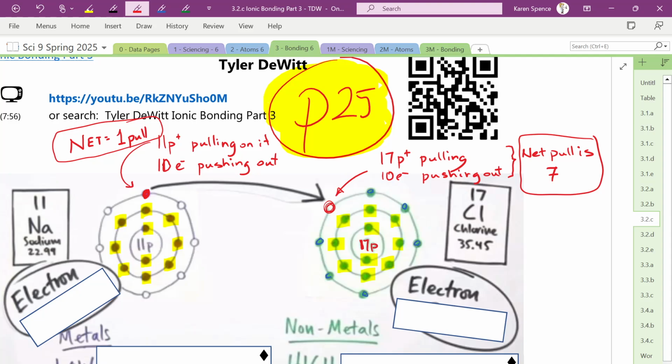So that's basically what's happening here, is that chlorine is better at pulling. Like I said, I'm not going to test you on that particular part of it, but that's why nonmetals are more electronegative, because they have more protons in relation to their inner electrons.